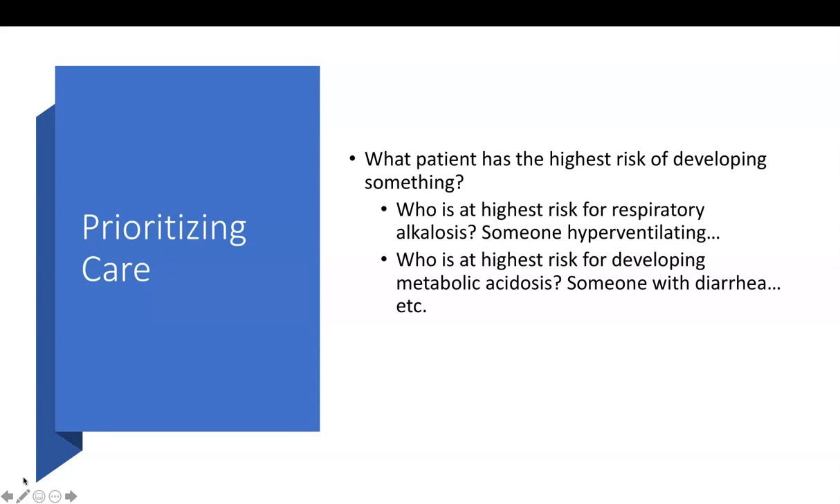So what is the highest risk? Does a patient have respiratory acidosis or alkalosis? Who is at risk for respiratory alkalosis? Someone who's hyperventilating. Who's at high risk for developing metabolic acidosis? Someone with diarrhea, etc. So you want to look at that and know, do they have signs and symptoms? And are you starting to see alterations in their vital signs, in their respiratory rate? That would mean they're a priority. Someone who already is showing signs and symptoms, or advanced signs and symptoms, or someone who has had a change. That's how you prioritize patients in these types of situations.